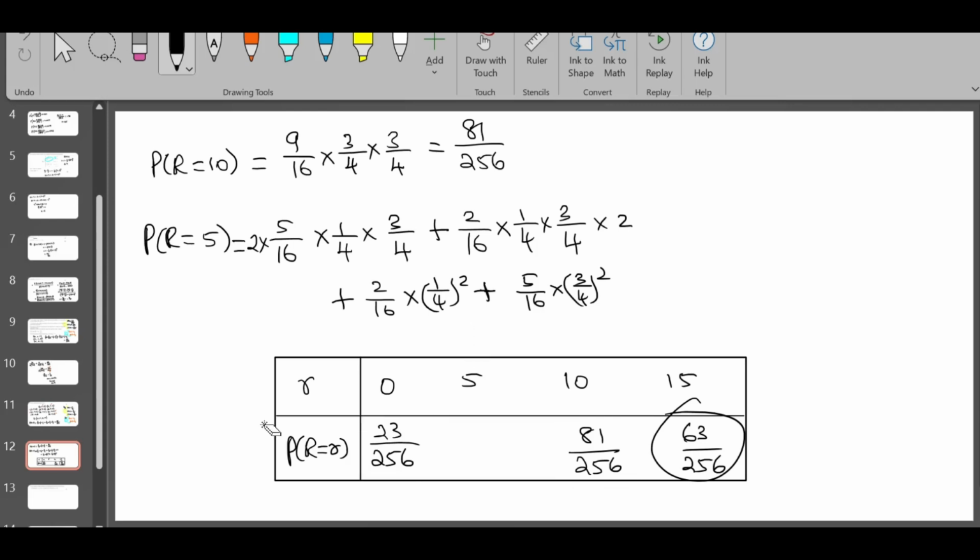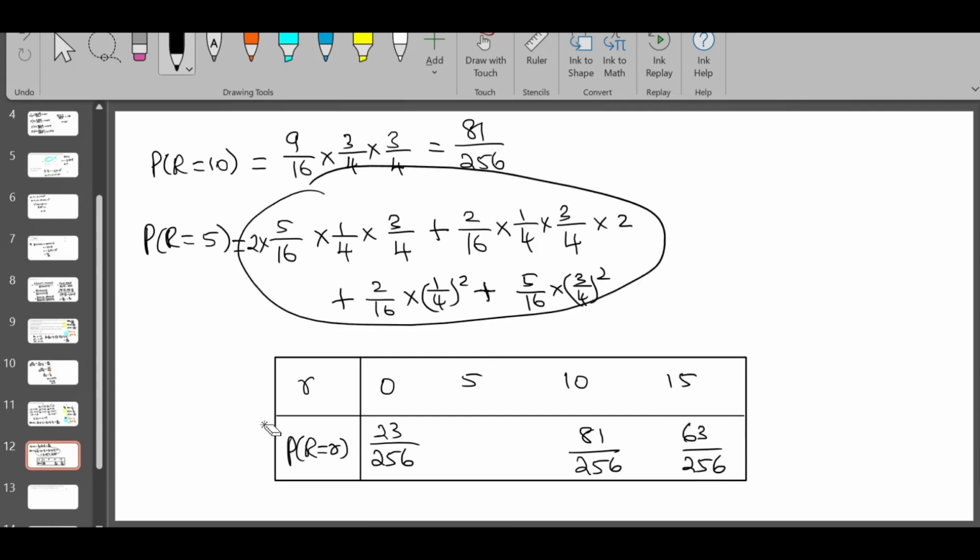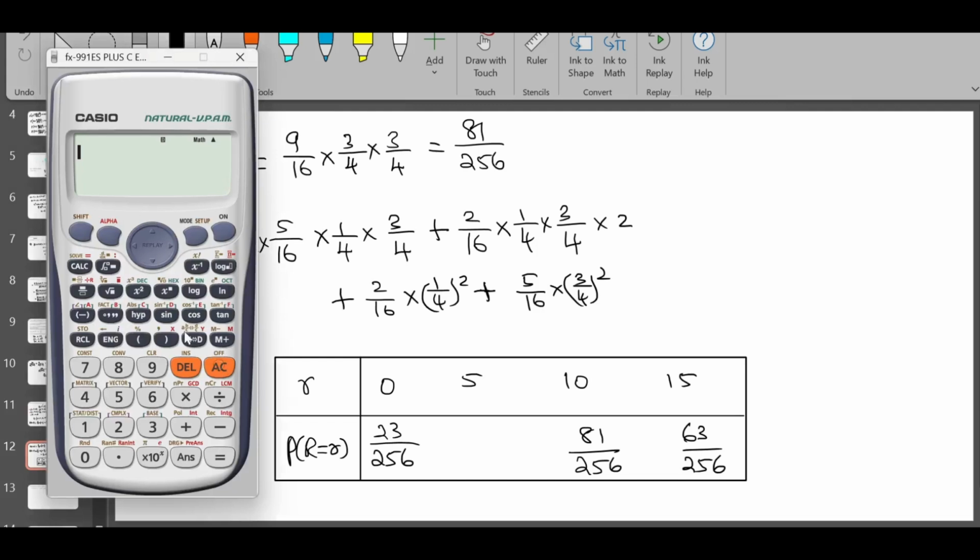Okay, but still, just to make sure these combinations are correct, let's calculate this now. So 2 times 5 times 3 over 256, 16 times 16. I think all the bottom denominators are 256, actually. So what I'm going to do, just put it as a common denominator plus. The second one is 2 times 3 times 2 plus. The third one is just 2 plus. The fourth one is 5 times 3 square.